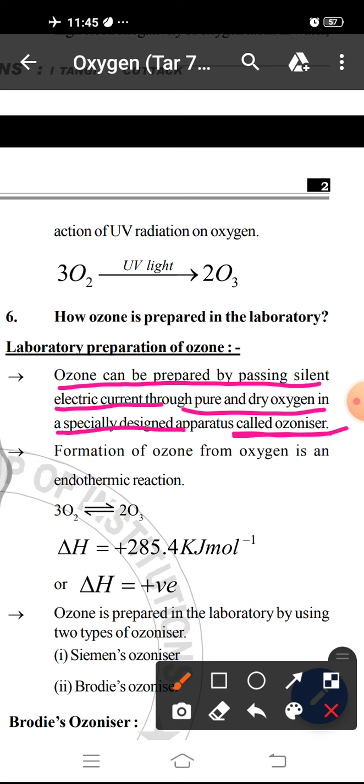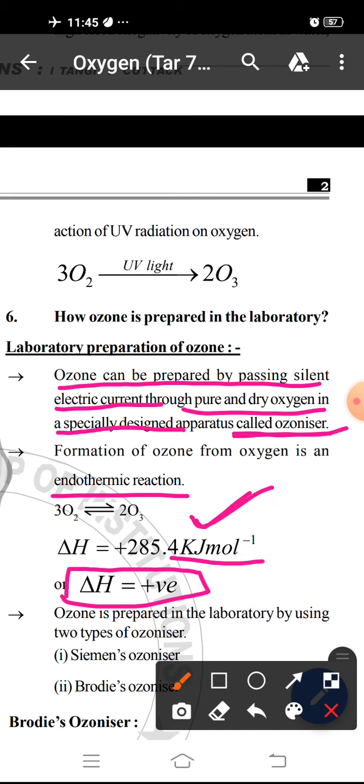The formation of ozone from oxygen is an endothermic process, or endothermic reaction. So in this case delta H is positive: 284 kilojoules per mole of energy is absorbed when oxygen is converted into ozone.